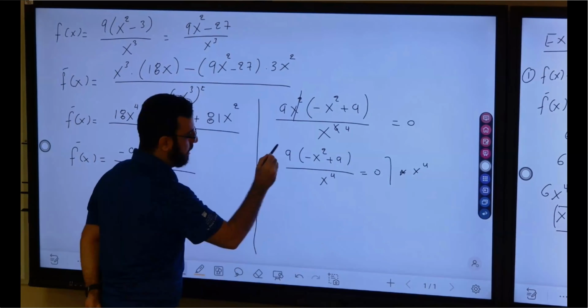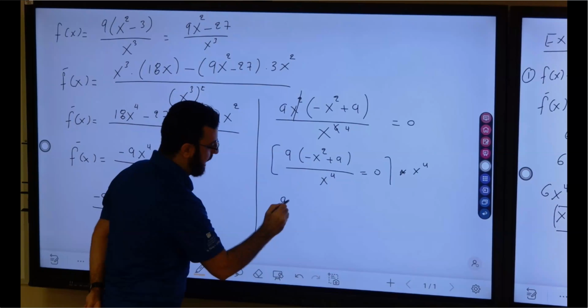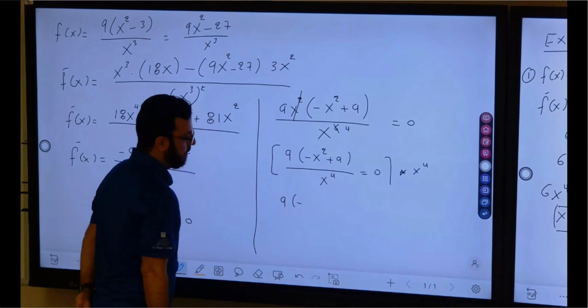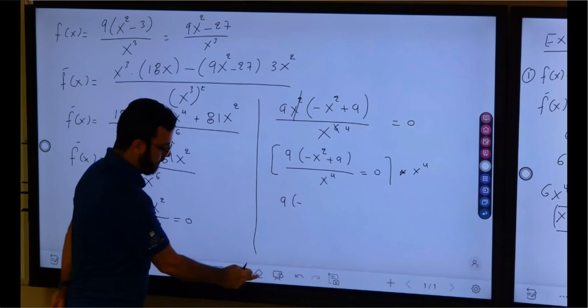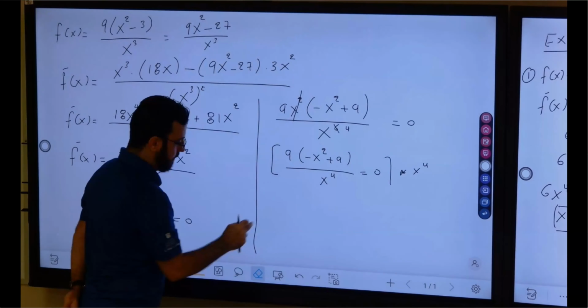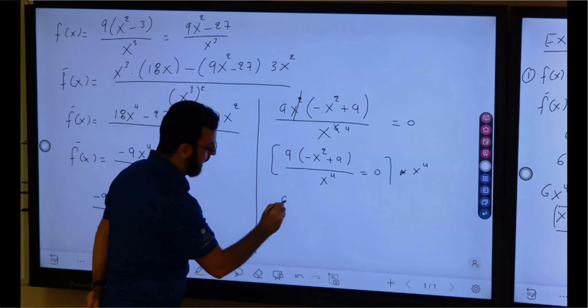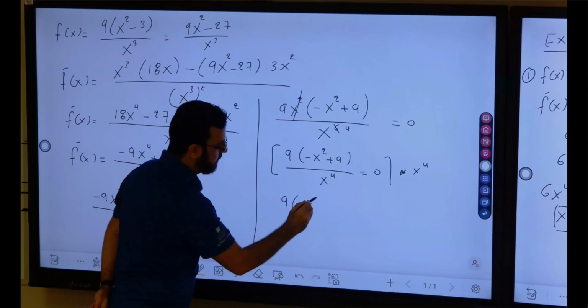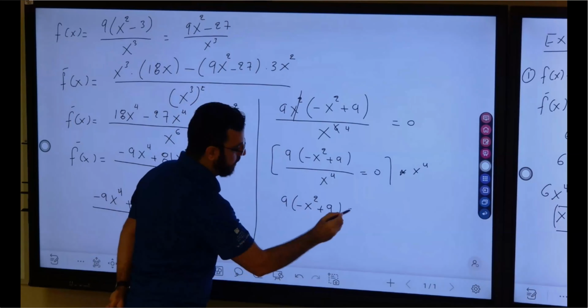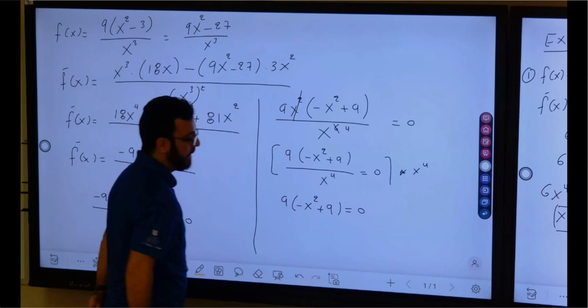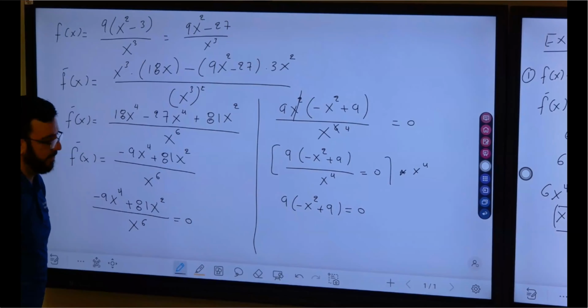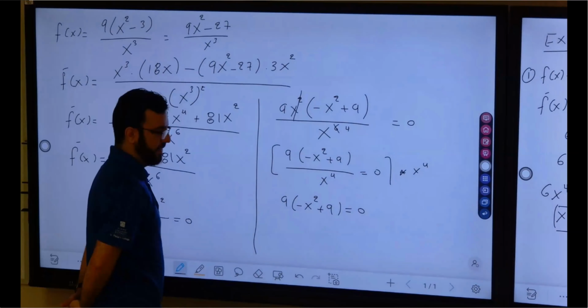We're going to multiply by x to the power 4. Cancel here, so it's going to be 9 times negative x squared plus 9 equal to 0. What's the next? Distribute the 9. Oh, divide by 9.